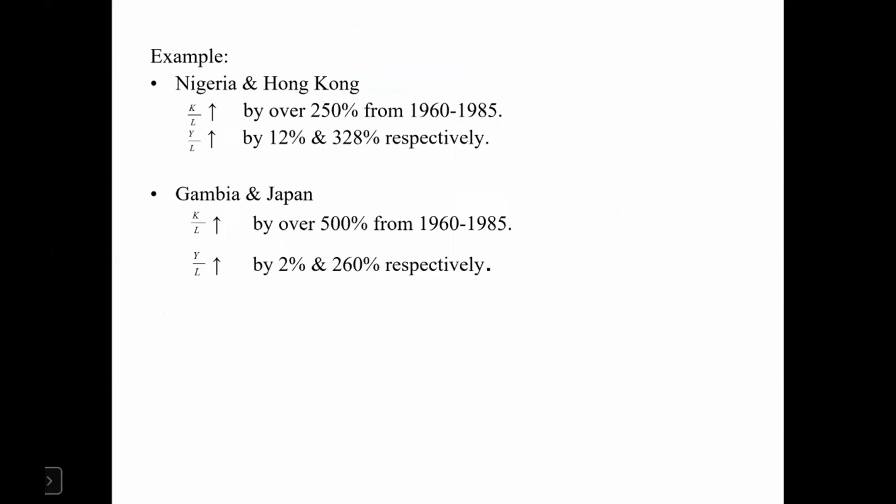Now here we have examples. If you compare Nigeria and Hong Kong, wait a second. Sorry, these 250s should be Hong Kong, but in Nigeria the number is smaller. But eventually you're going to see the per capita GDP presents very different patterns, right? And similarly, you can compare Gambia versus Japan, right? And a higher saving rate is going to lead to higher GDP growth, right?